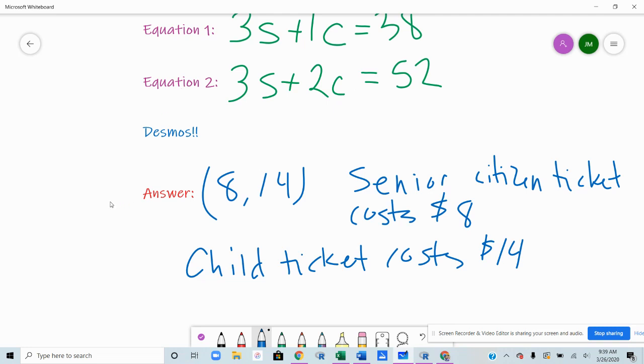That's all you're doing for all of your IXLs. Set them up, Desmos, get your answer.